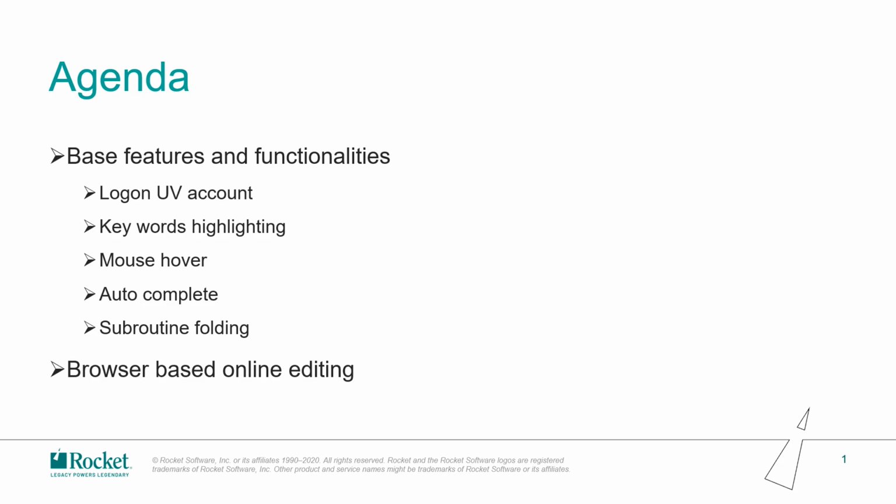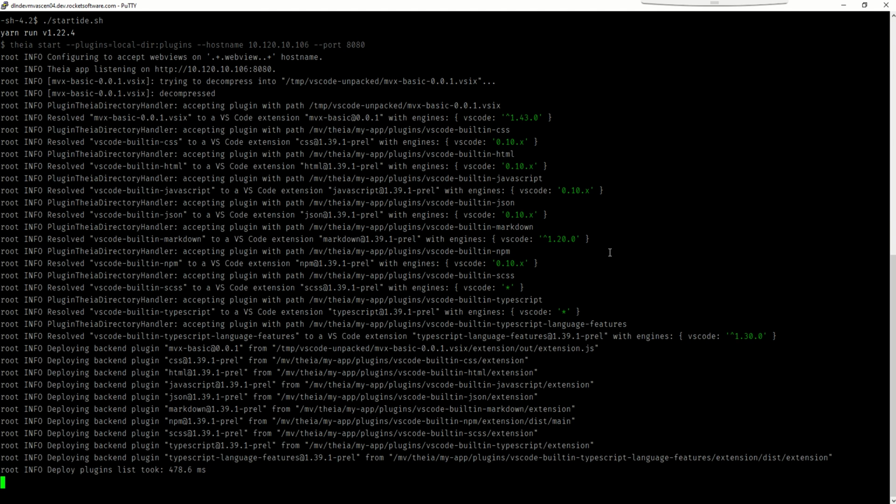Now let's start the web server first. The web server has been started successfully. Here is the IP address and the port number. Now let's open the browser and enter the IP address and the port number. Look, the GUI is similar to VS Code, and the interaction logic is almost the same.